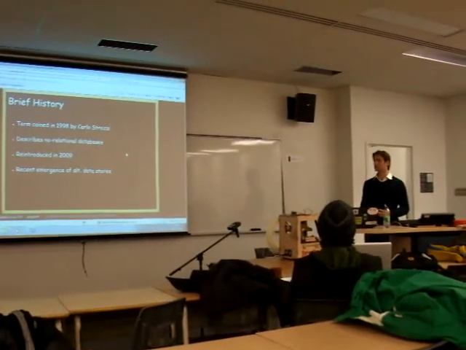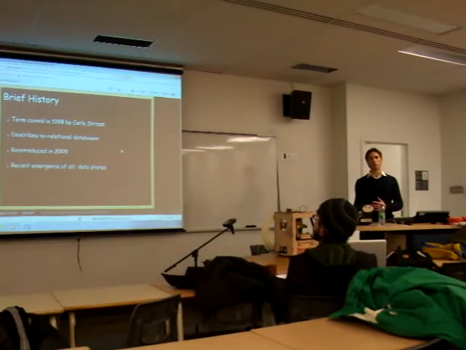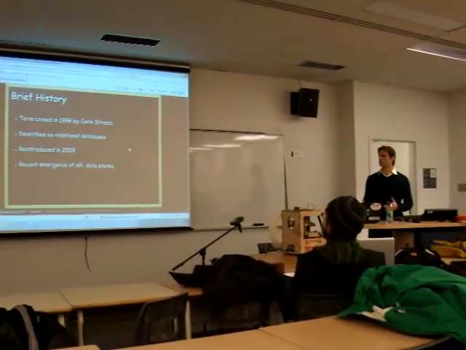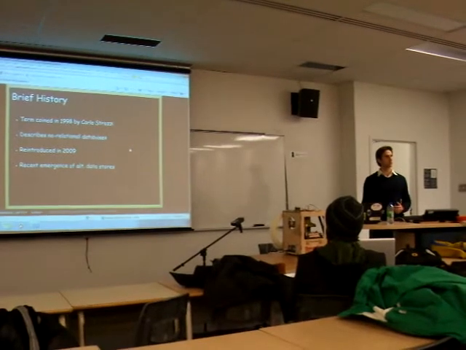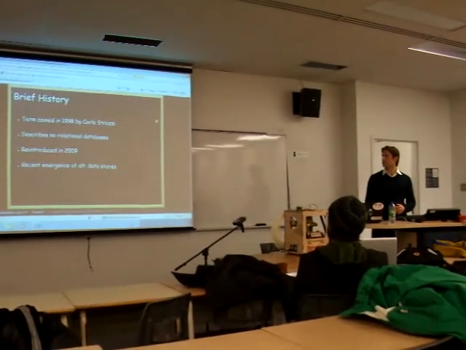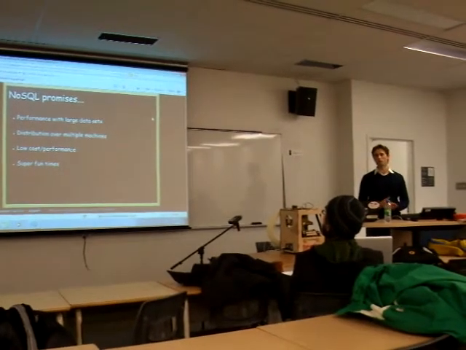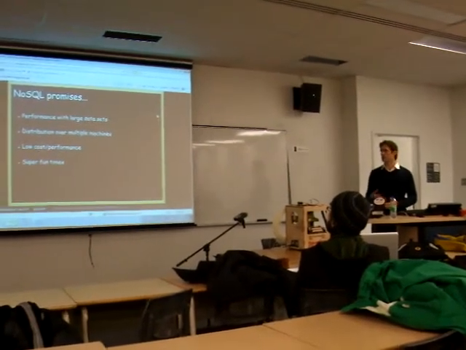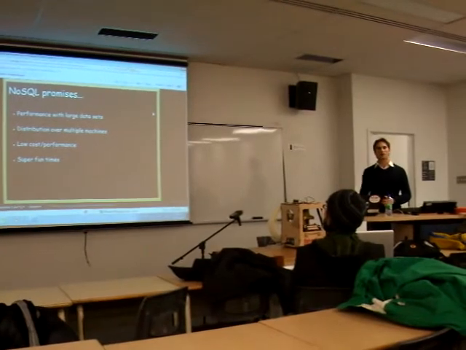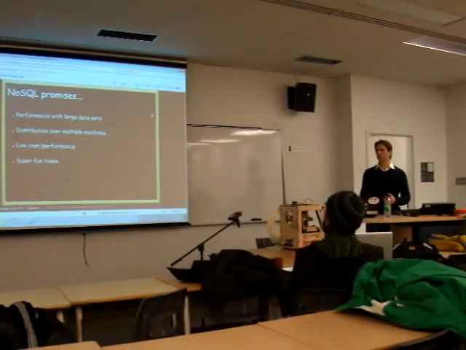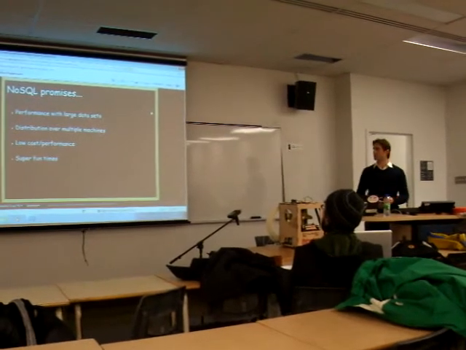Now, why did these databases come about? Why are people moving away from relational databases? It all has to do with some of the features that these NoSQL solutions are promising. First, of course, is performance with large data sets. We're looking at Google, Amazon, Facebook, Flickr. They have large data requirements that are simply not met by relational databases like SQL.